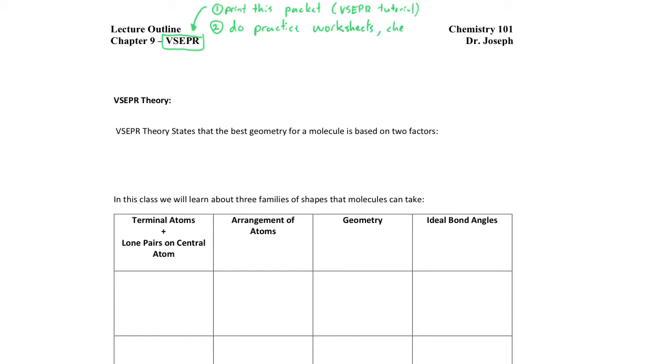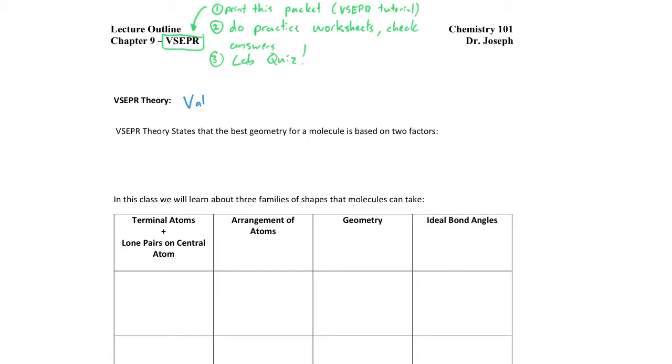After you've done that, you'll be pretty proficient at doing this, and then you're going to come into the lab and we're going to give you sort of a quiz on it so that you can show how good you are at doing this after you've practiced all this. So with that, let's get into how we do this. Again, I want you to print out the VSEPR theory tutorial packet that I'm writing all this stuff on. So go onto Canvas, print out this packet, and then follow along.